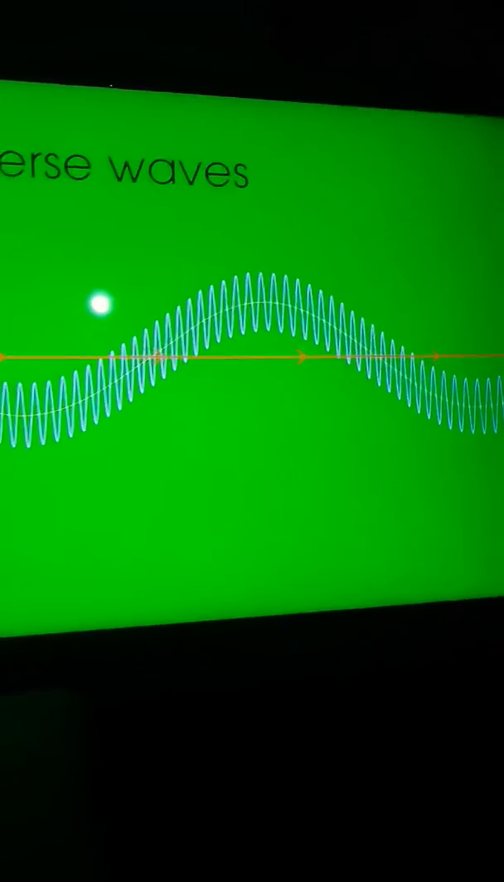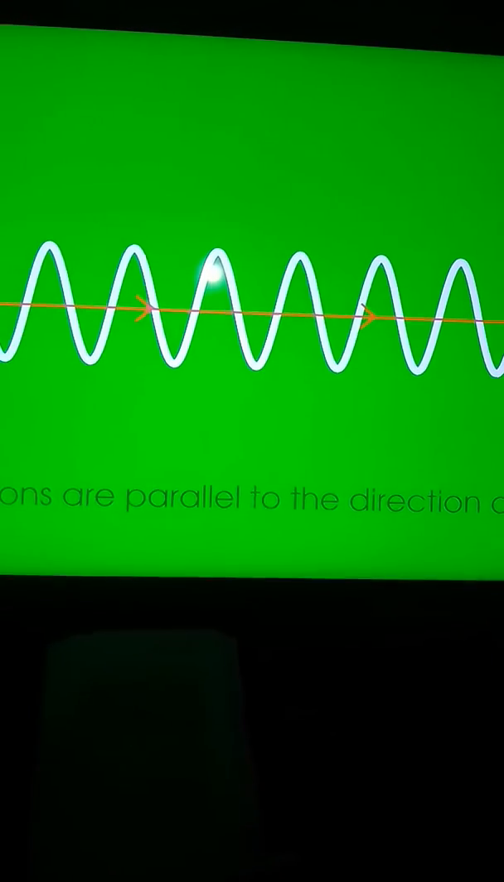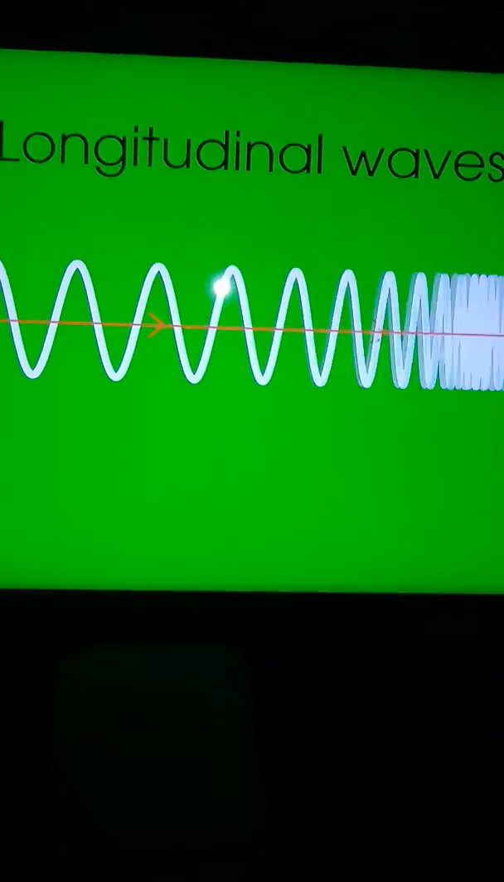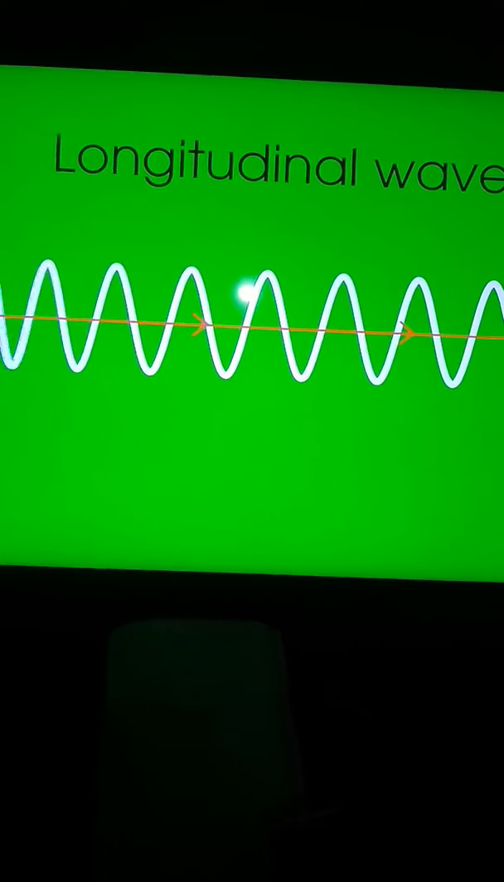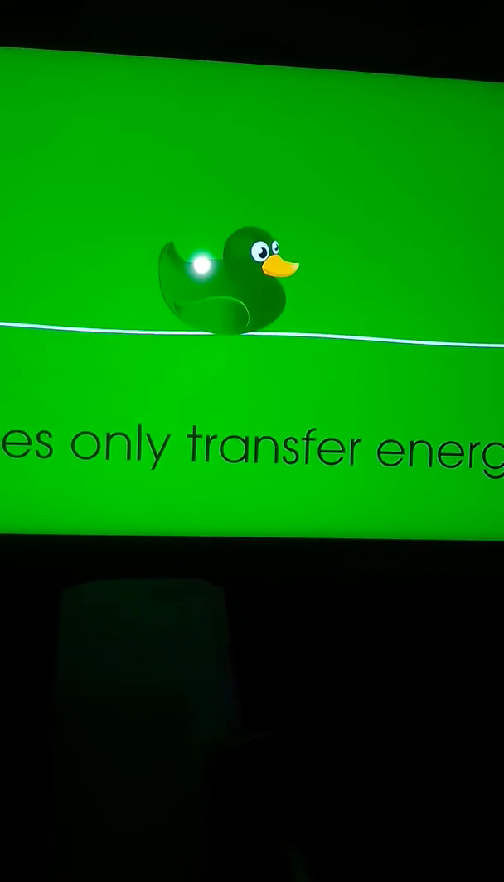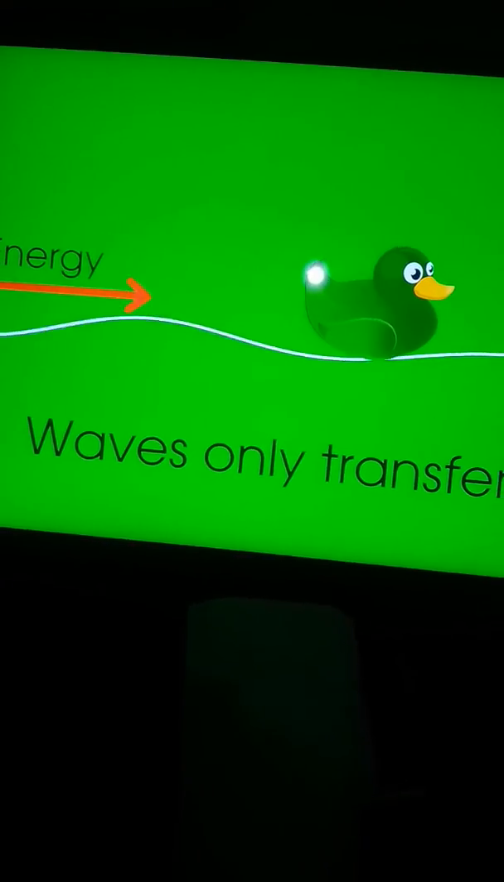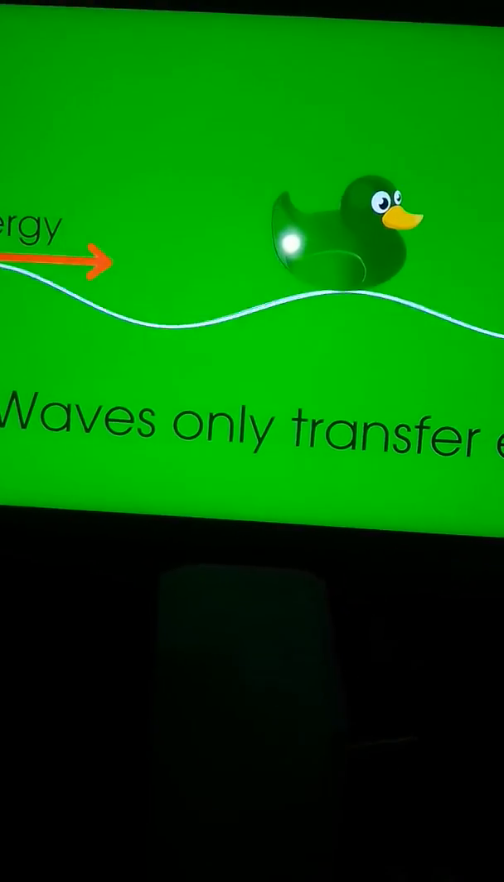Now let's look at the sound waves again. Again, we see them represented by the slinky, but this time the direction of vibration is parallel to the direction of travel. These are called longitudinal waves, and the only example you really need to remember is sound. One really important thing to remember about waves is they only transfer energy from place to place, not any matter. We can see that here by looking at a lovely rubber duck sat in a bath. As a wave goes through, the duck bobs up and down.